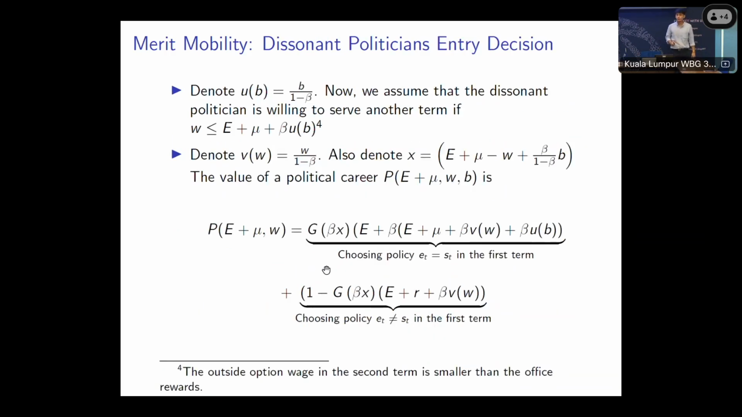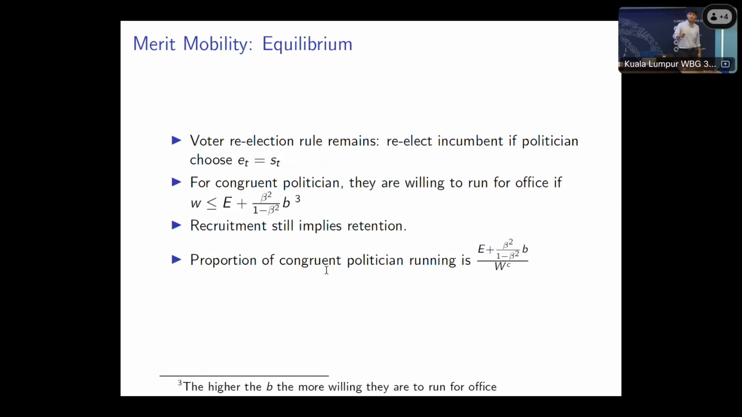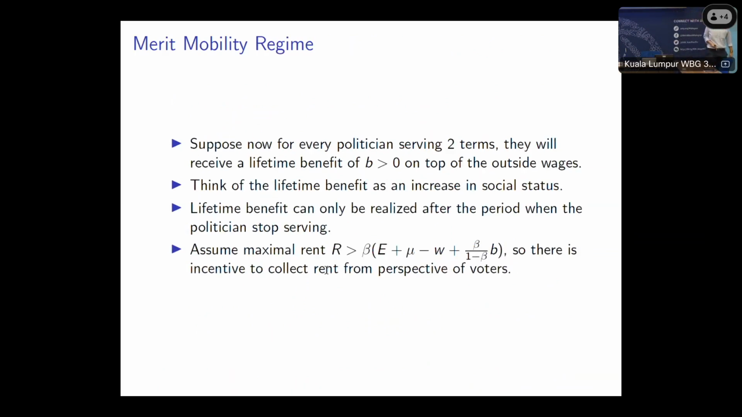So what do you mean by merit mobility now? Merit means if you serve 2 terms, you get a lifetime benefit on top of the wages that you get outside of office. So you get a lifetime benefit. So why do you call it merit? I call it merit because you serve 2 terms. But why is the merit not that you are always a congruent politician?